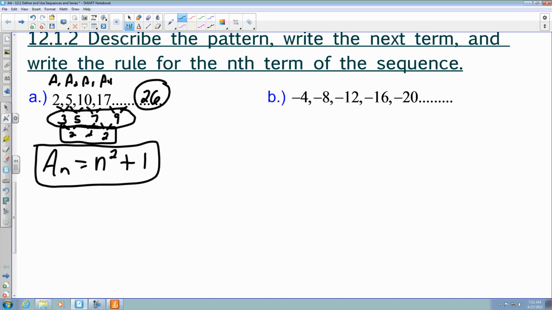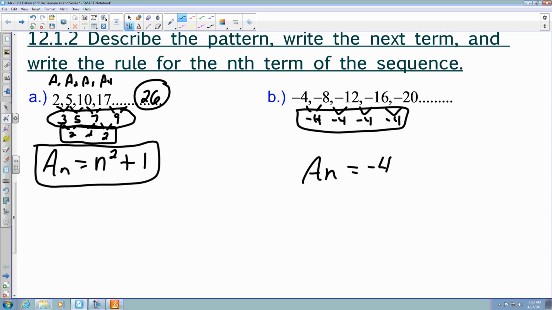If I look at b, I notice it's -8, -4, -8, -12, -16, -20. I already identified that the difference is going to be -4, -4, -4, -4. So I have a one tier difference that is all the same, which is -4. So when I write my equation, I go a sub n equals, looks like I'll just take -4 times n. So if n is 1, -4 times 1 gives me -4. If n is 2, -4 times 2 gives me -8, and so on and so forth.